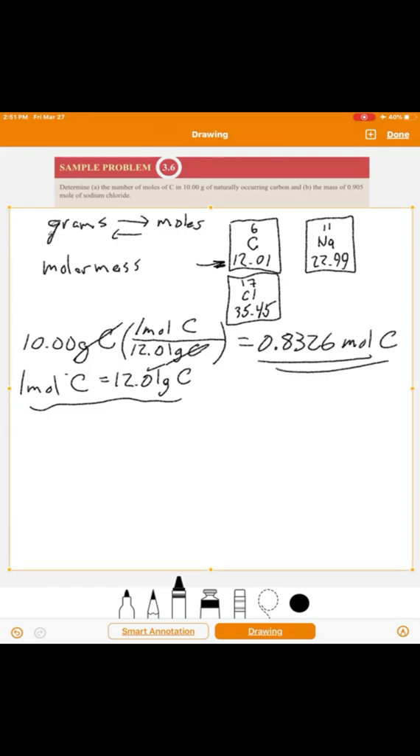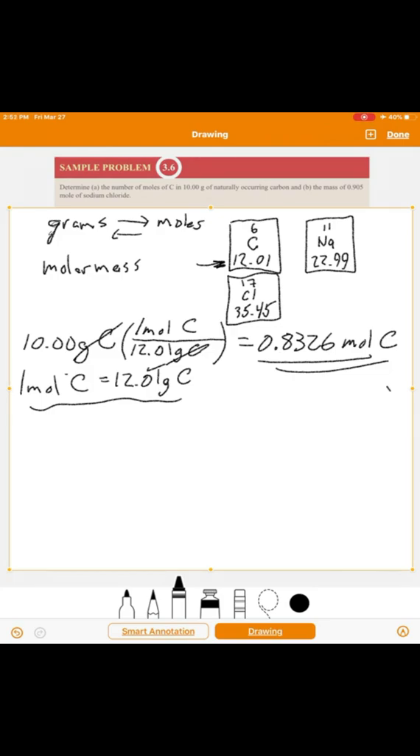Okay? So this is unlike the conversion we did in sample problem 3.5. In sample problem 3.5, we were converting between the number of moles and the number of atoms. Here we're converting between the number of moles and the number of grams, the mass, how much they weigh. So we're not counting atoms, we're weighing them. Now let's try part B.